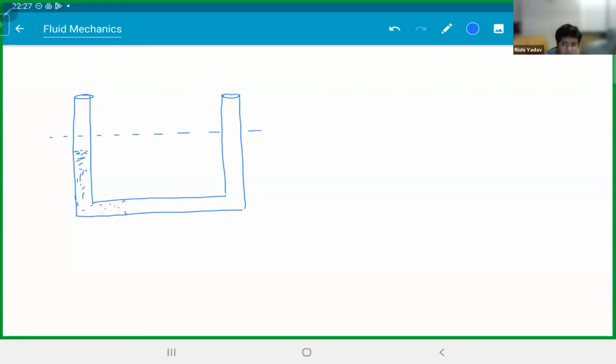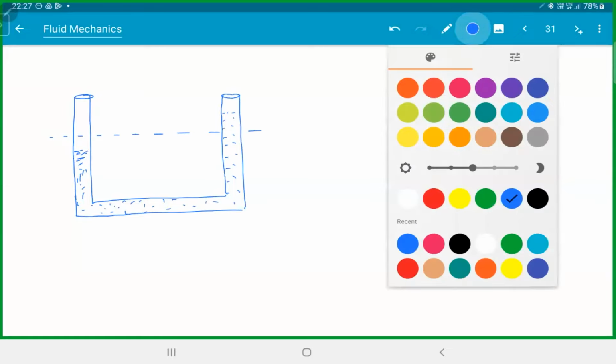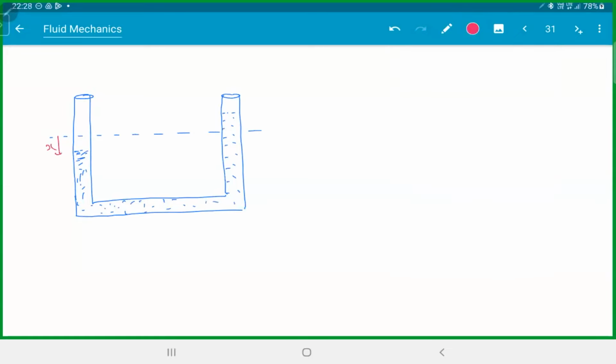Cos theta. Where did the theta come from? If you're pushing this side down by X, this side will go up by X, right? So what is this difference? 2X, right? Are you getting it? If you push one side by X, the other side will go X up the reference line. So actually 2X of liquid is up.